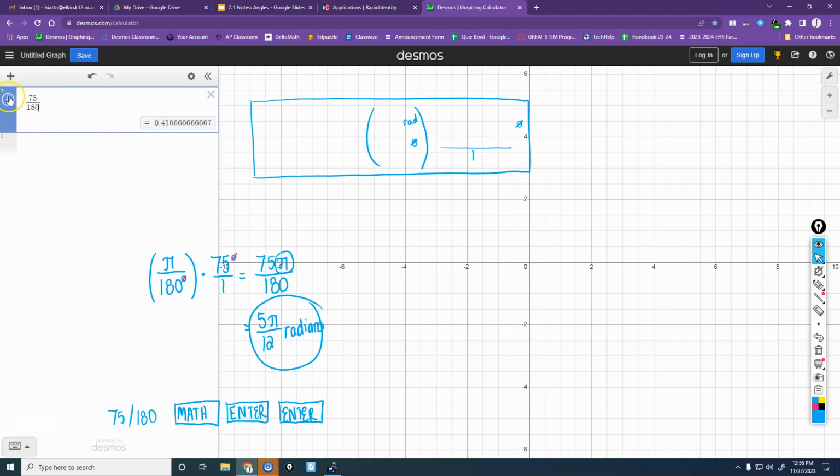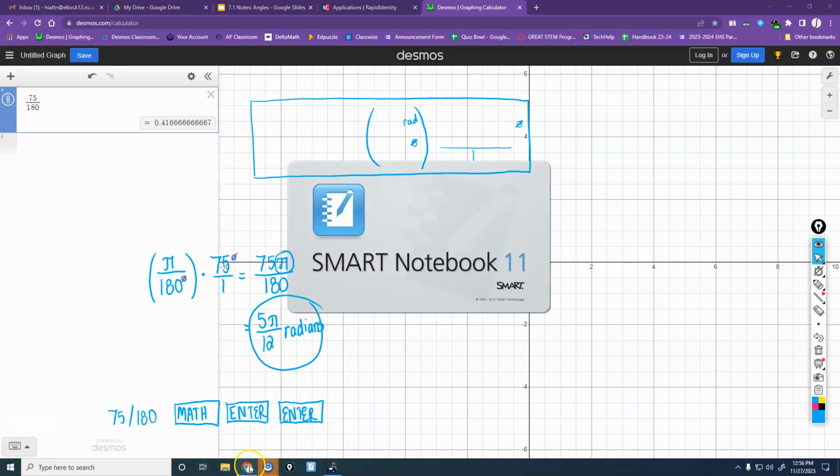But on Desmos, they have this button right here next to the expression. If you hit it, it'll turn it to a fraction and give you 5 over 12. So you just got to hit that button right there next to it, and it turns it to a fraction on Desmos.